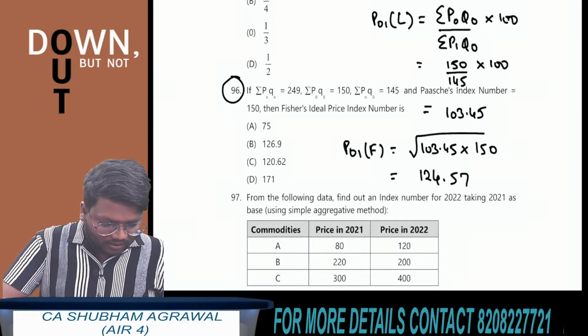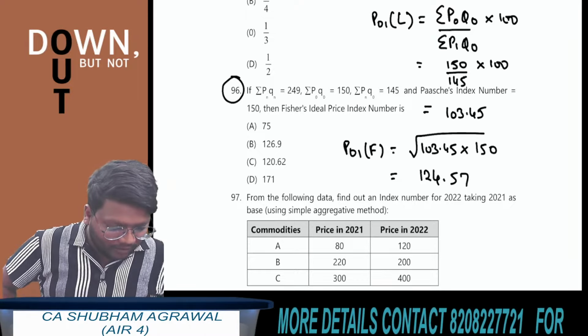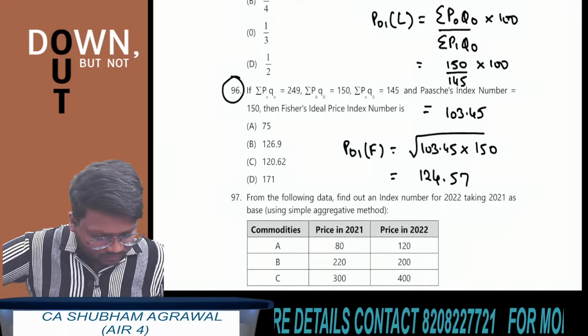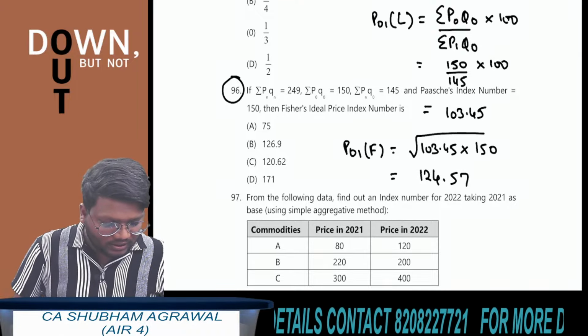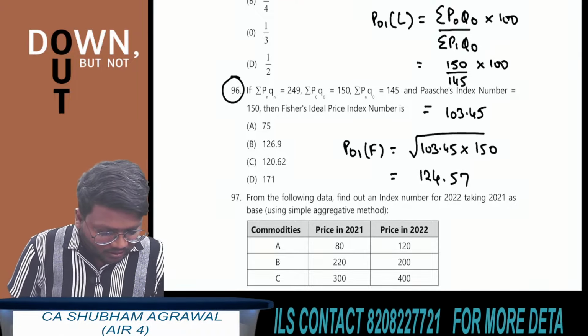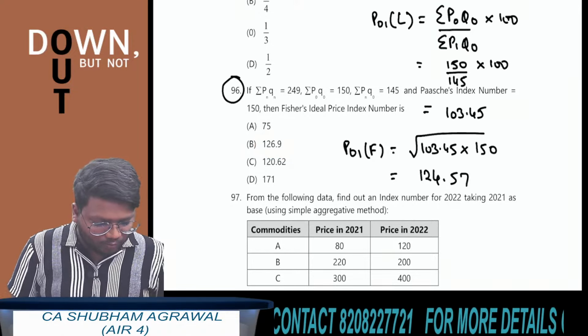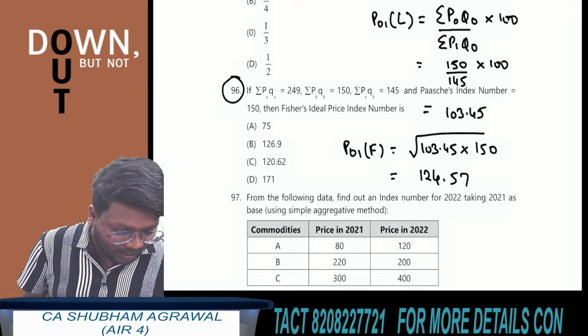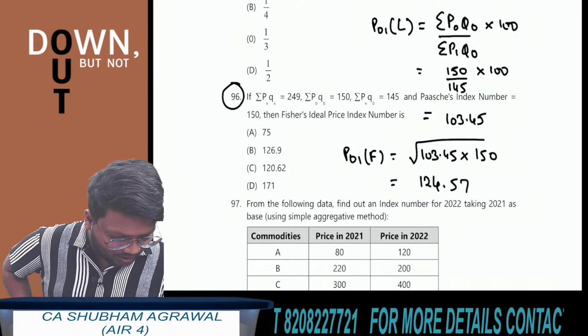124.57. They have not given any of the options as 124.57. The nearest option which they have given is 126.9. Okay, let me check whether I have made any mistake or not here.